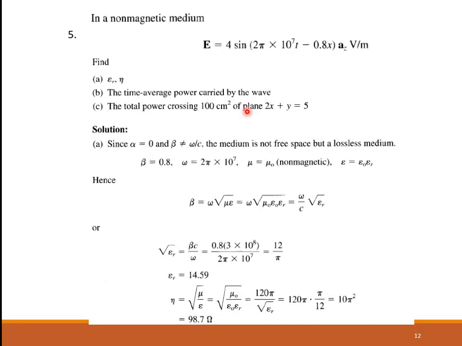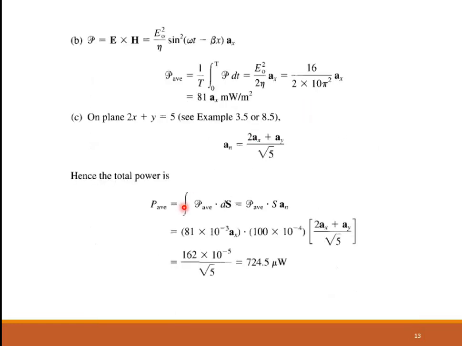Now, what is the next part? You have to find the total power crossing 100 centimeters square. That means the total surface area of this plane is given. Okay, the plane is 2x plus y is equal to 5. How will you find it? So the total power is the integral of P average dot ds.